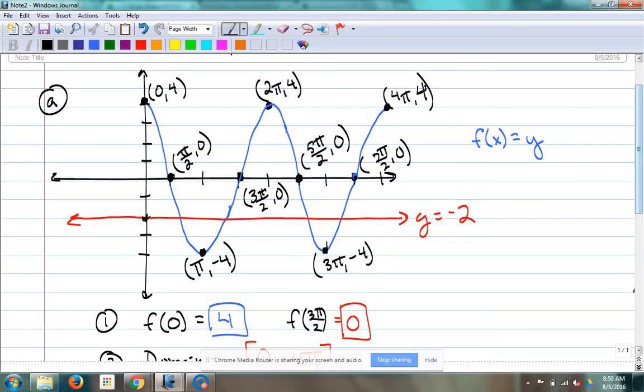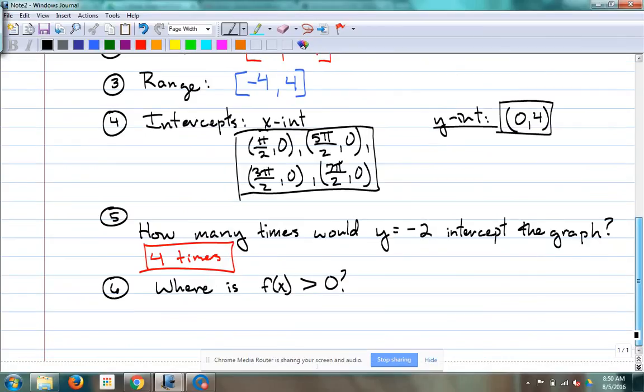Till it drops below the x-axis. So it drops down to the x-axis right here at what important point? That's pi over 2, 0, right? That's an x-intercept, right? So that's why those are important points again. So our first interval where that is positive would be bracket from 0 to pi over 2.